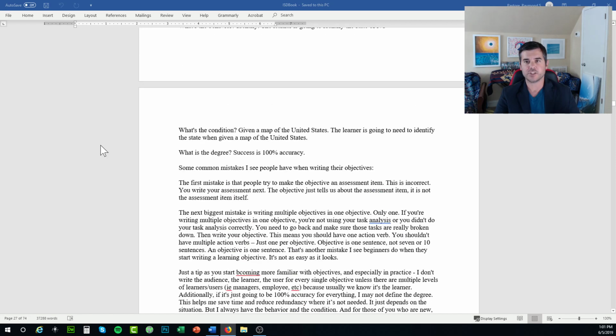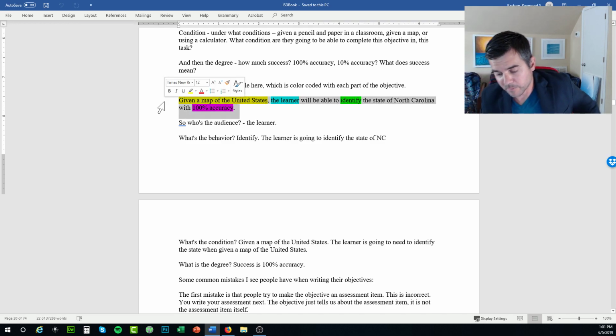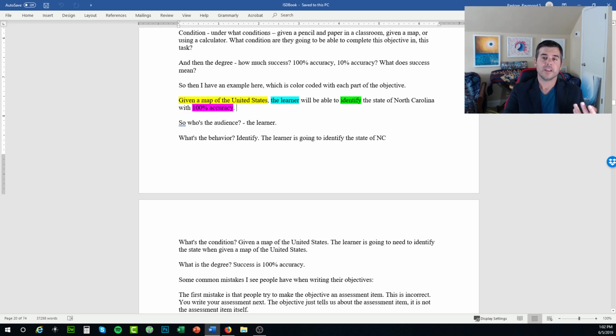The way I teach learning objectives is in what's called ABCD format. That's how I was taught them. Regardless of how you're taught them, you're looking at ABCD, which is your audience, behavior, condition, and degree. Those 4 things. An example of a good learning objective up on the screen is: given a map of the United States, which is our condition, the learner, who is our audience, will be able to identify, our behavior, the state of North Carolina with 100% accuracy.